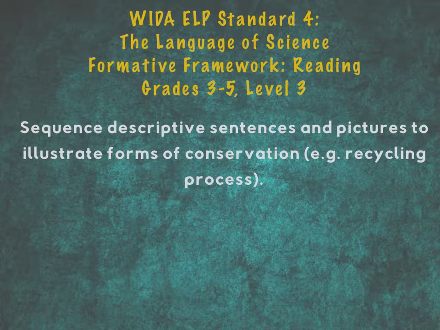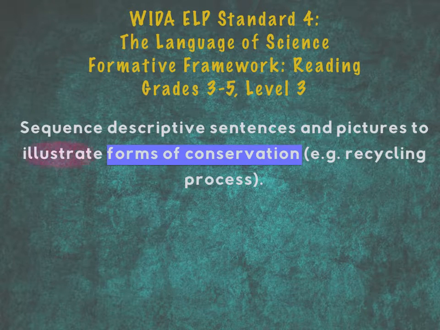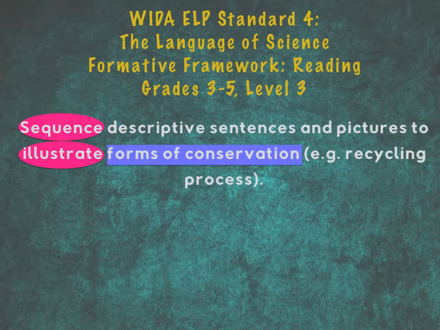Again, I'm going to look first for the contents or the nouns. I see here forms of conservation. So this is the content, what we're going to be looking at. And now I want to find the skills that are going to be applied to this content. So I see here the verb illustrate. Students are going to be able to illustrate forms of conservation. I see another verb here, sequence. So they're going to be able to illustrate forms of conservation, and they're going to do that by sequencing.